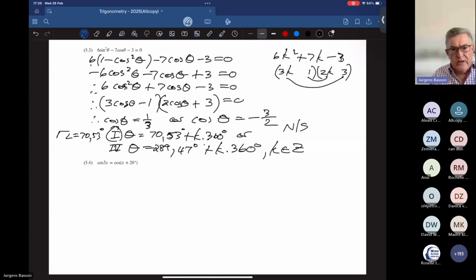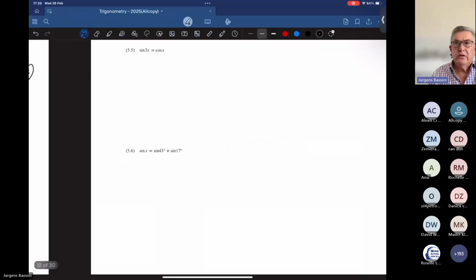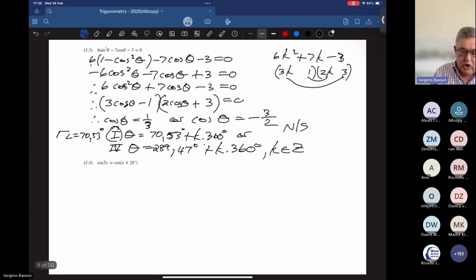The next two questions are similar. You will see this one is a cos equal to a cos, and then we have a sine equal to a cos. Now, if I have a cos equal to a cos, and the angles are different, then I may equate them, because cos is positive in the first and fourth quadrants. So I'm going to start in the first quadrant.